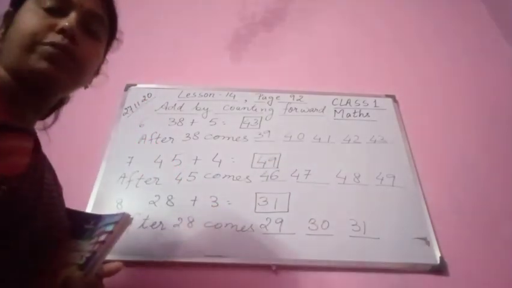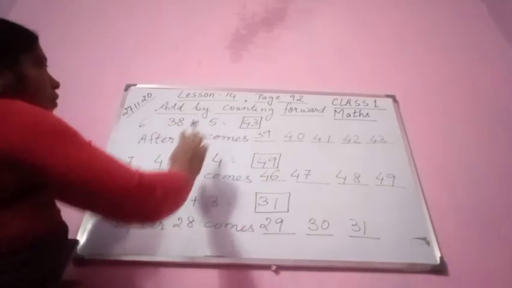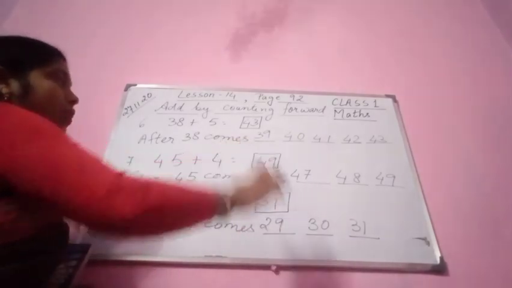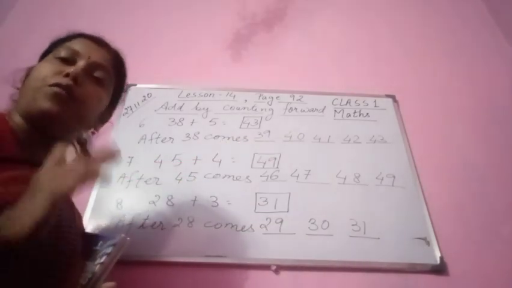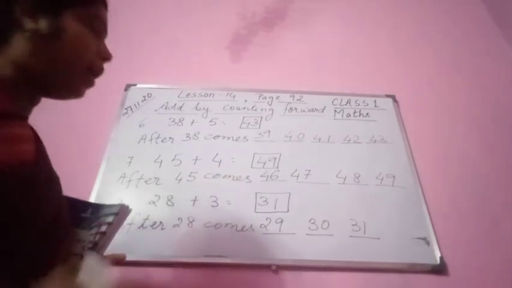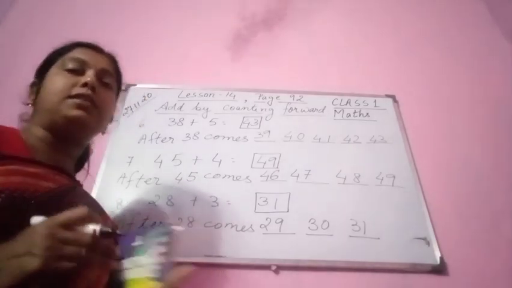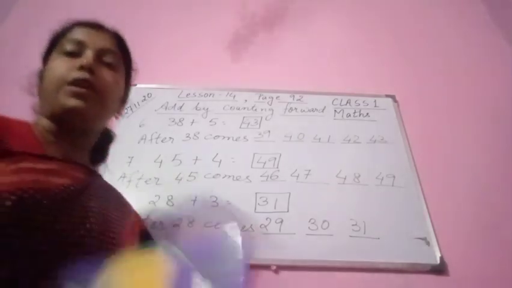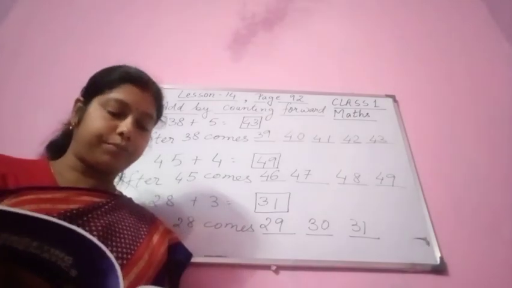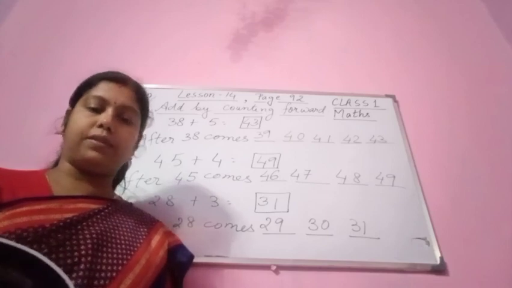Okay children, do it in this way in your maths copies. Once again you please see 38 plus 5 equal to 43. After 38 we are counting 5 places forward. 45 plus 4 equal to 49. After 45 we are counting 4 places forward. 28 plus 3 equal to 31. After 28 we are counting 3 places forward. In this way you have to do. This is add by counting forward. Okay children, please do page 92 in your maths copies. Thank you.